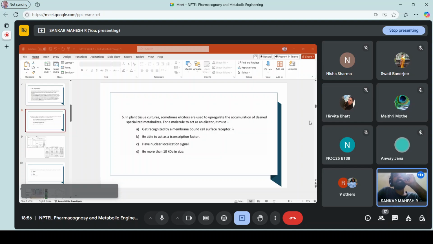The second option is it should have a nuclear localization signal. So, does anyone know what a nuclear localization signal is? Whoever knows what a nuclear localization signal is can unmute.